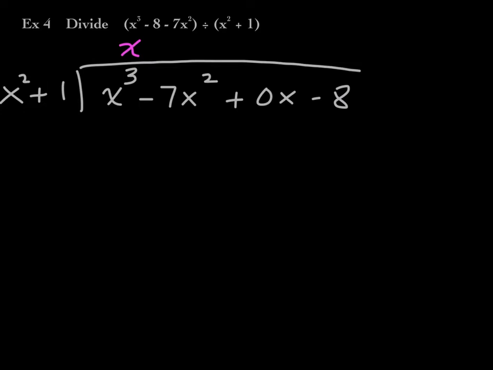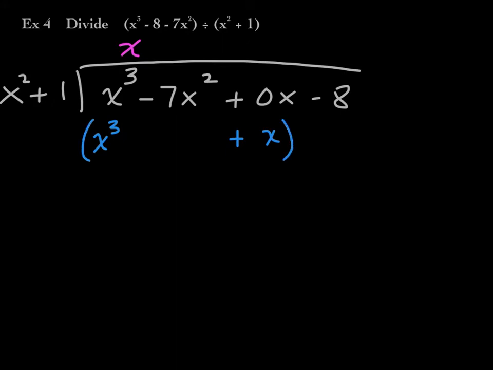And then I multiply each term in my divisor by x. So x squared times x and 1 times x. Okay, x squared times x is x cubed. And 1 times x is x. Okay, guys, I'm writing it over here so that my like terms are stacked on top of each other. I don't want to write x here because I can't add those two terms, because they're not like terms.